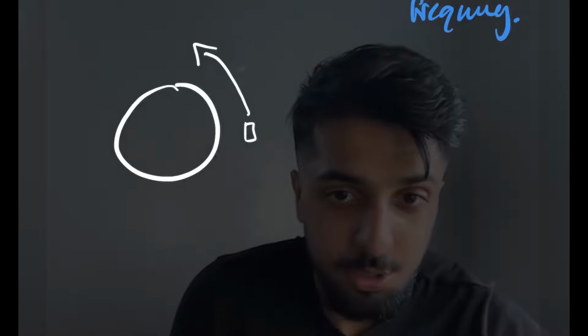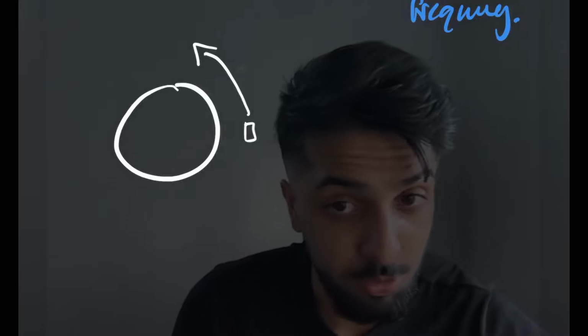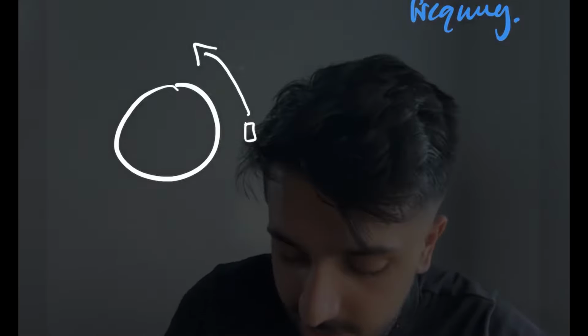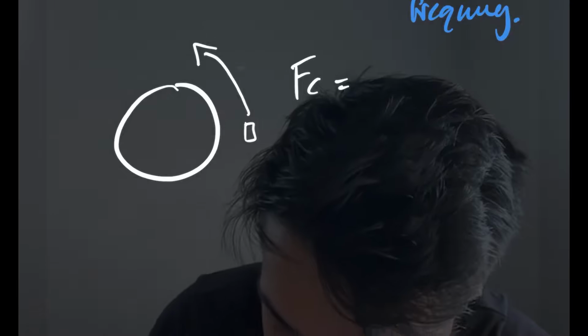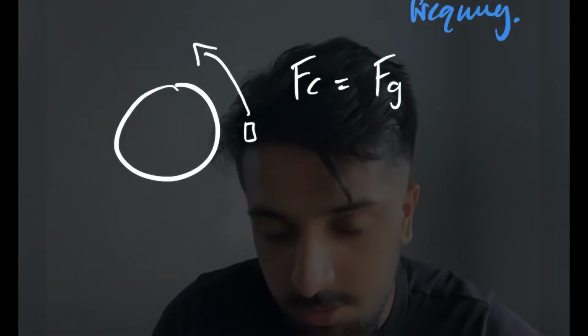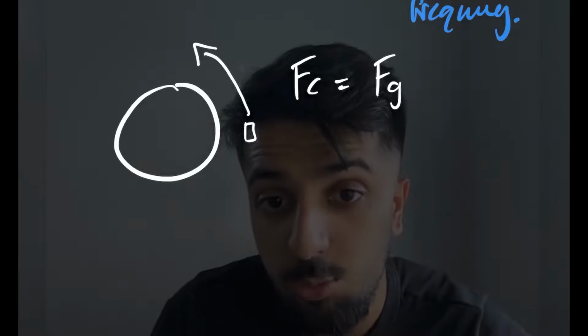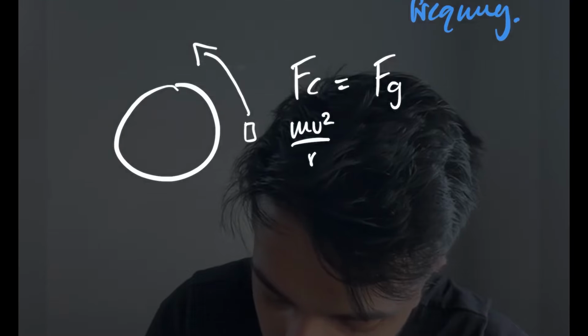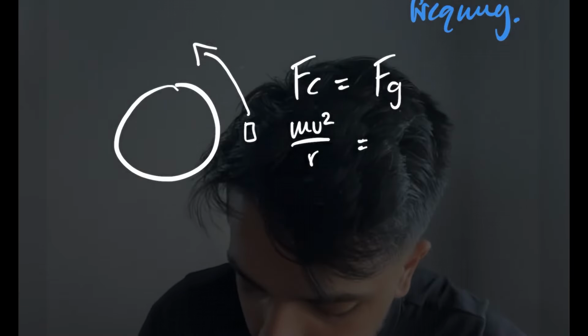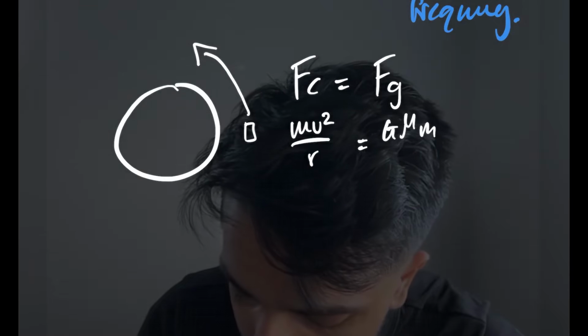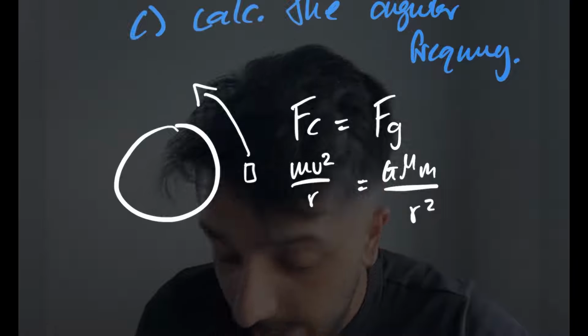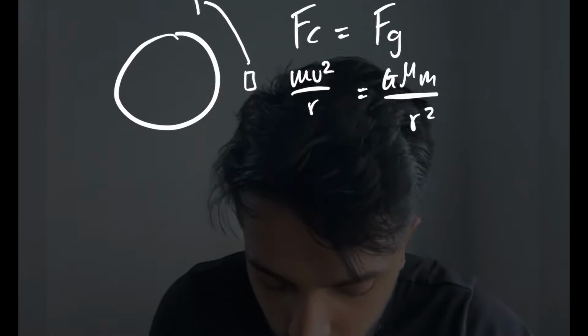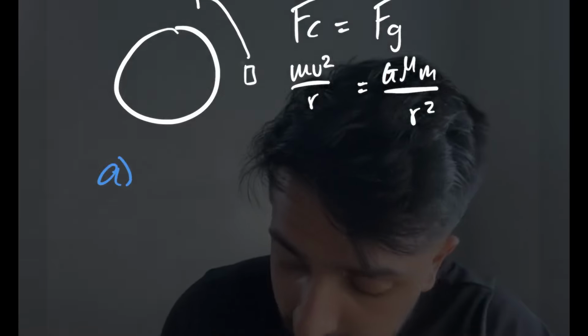Now, this is circular motion, and therefore there must be a centripetal force. We know from the previous video that this centripetal force is going to be provided by the gravitational force. So that means Fc is equal to Fg. We know that Fc is mv squared all over r, and our gravitation is G, big M, little m, all over r squared. And so using this knowledge, we can complete our part A.